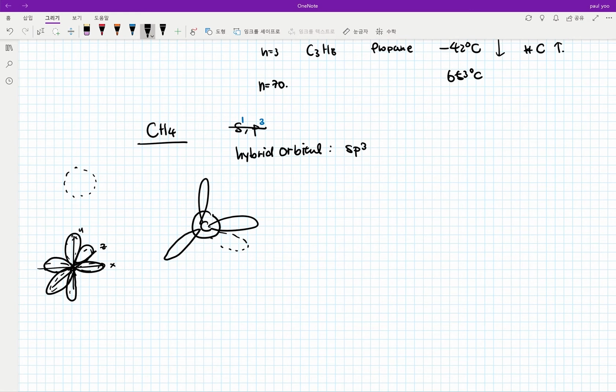I think it would have been clearer if I tried it like this: let's say this is a hydrogen atom, and this is a carbon atom, and here's another hydrogen atom, a third hydrogen, and a final hydrogen. That's a combination of an s orbital and p orbitals, and we name it the sp3 hybrid orbital.